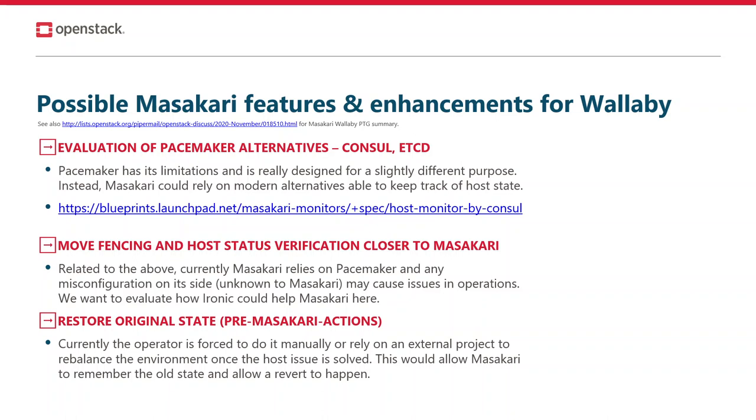Or perhaps alternative is not the best word in general, because Pacemaker, Consul, and etcd are very different things. But Masakari uses Pacemaker for the detection of host failures. And Pacemaker actually has its limitations. Well, the most basic limitation is that if you are running Corosync, and if you don't want to run Pacemaker remote functionalities, then you are limited to only 16 nodes. And that's usually too few for a typical cloud.